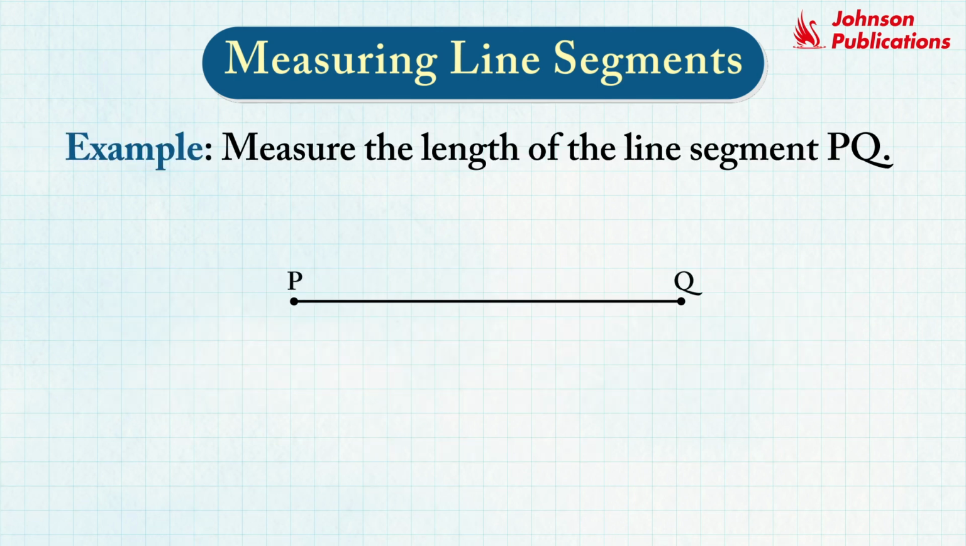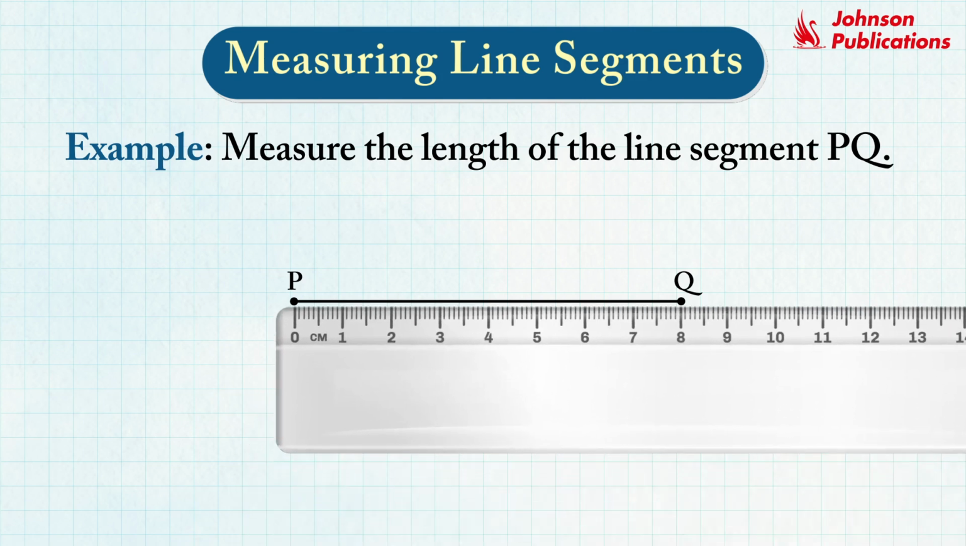Example, measure the length of the line segment PQ. Step 1. Place the zero mark of the ruler at point P and adjust the edge of the ruler along the line segment. Step 2. Look at the other point Q of the line segment that coincides with the 8 cm mark on the ruler. Thus, the length of PQ is equal to 8 cm.